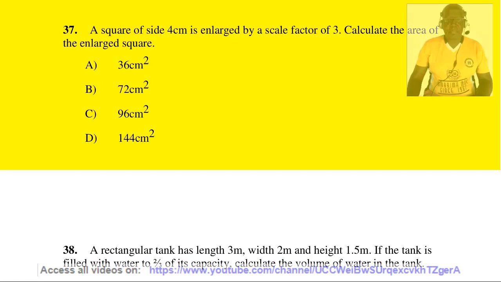Question 37. A square of side 4 cm is enlarged by a scale factor of 3. Calculate the area of the enlarged square. Possible answers. A. 36 cm squared. B. 72 cm squared. C. 96 cm squared. D. 144 cm squared.